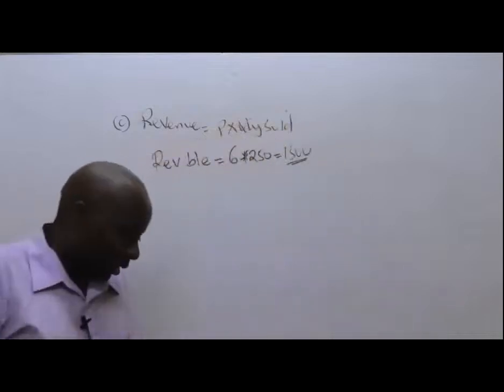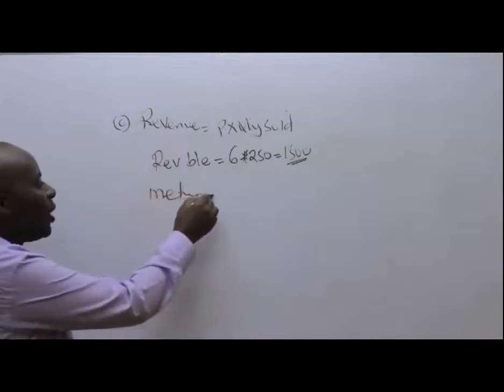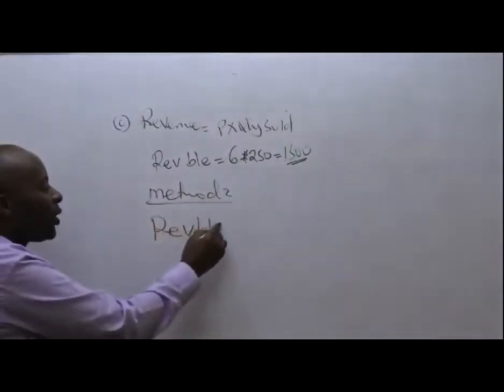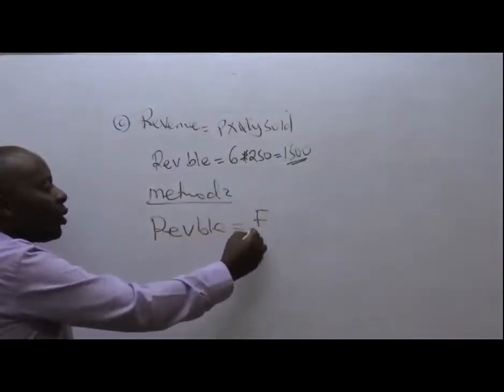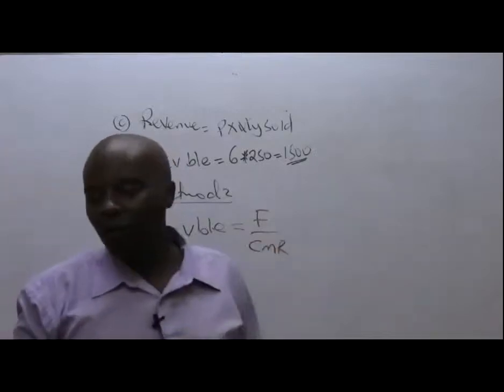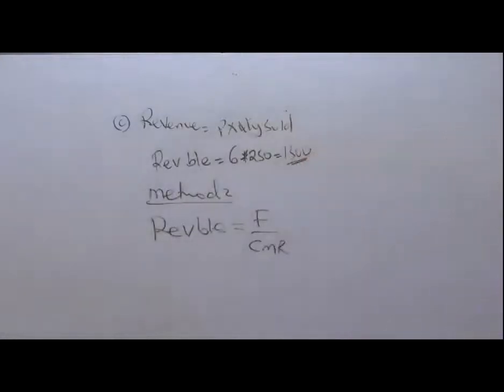One of the ways that I would imagine some students could have used is this one, which tells us that revenue break even equals fixed costs over CMR. Very powerful tool. Revenue break even equals fixed costs all over CMR.